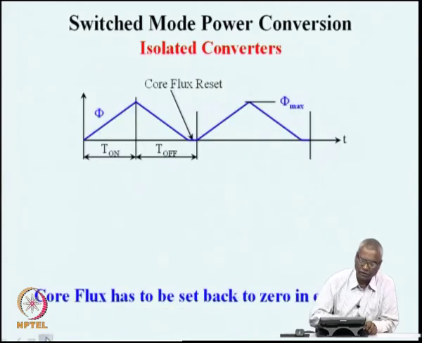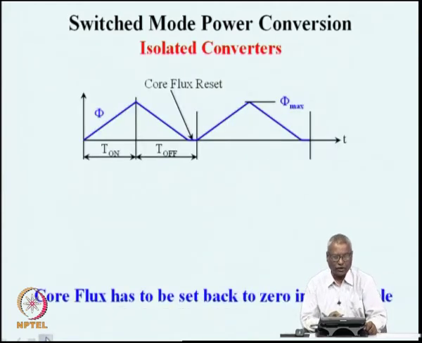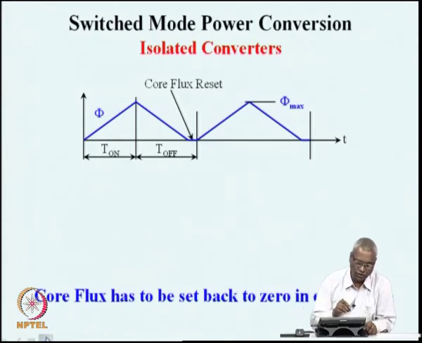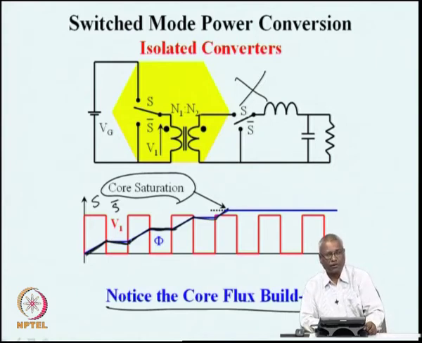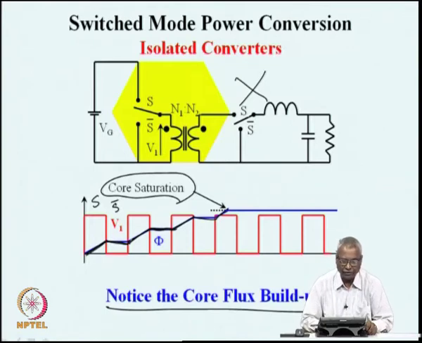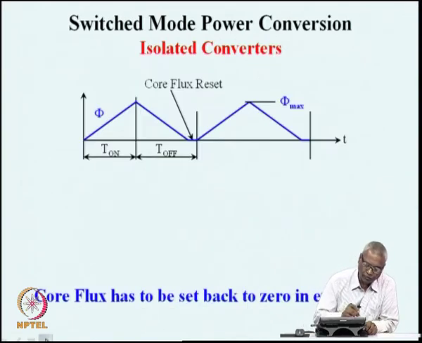Then how does one handle this? So, let us look at the mechanism of reducing the flux to 0. We saw in the previous one that the flux remains at a high level during the off period, because we are not applying any voltage to the primary. But the core flux has built up during the on time, and during the off time, instead of allowing it to remain there, we would actively bring it down to 0 and keep it at 0, then start the next cycle.